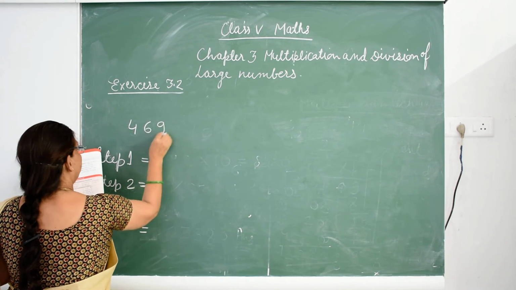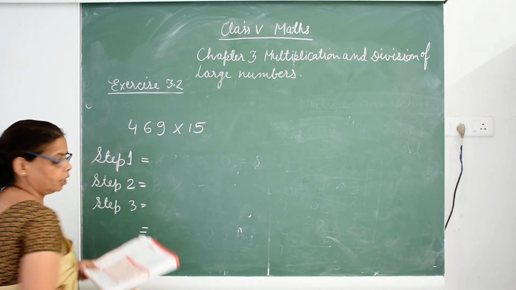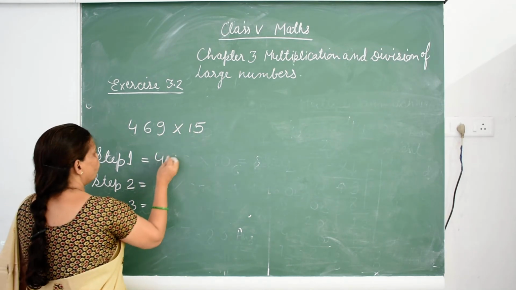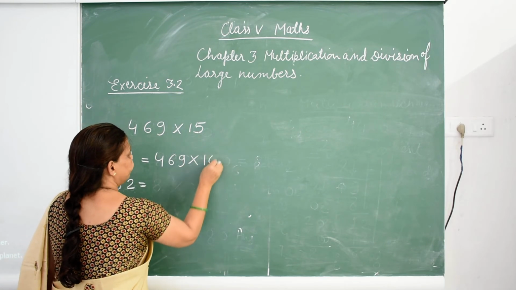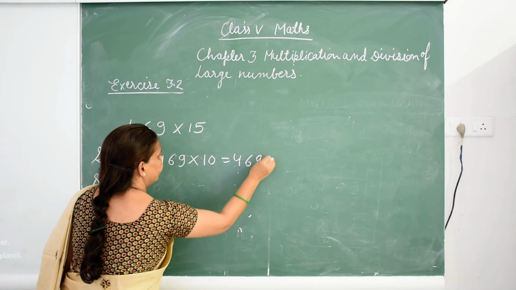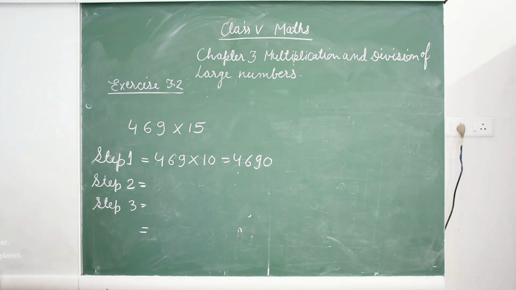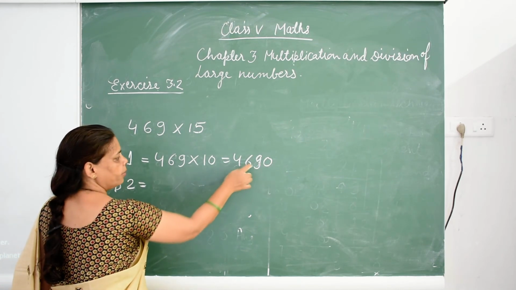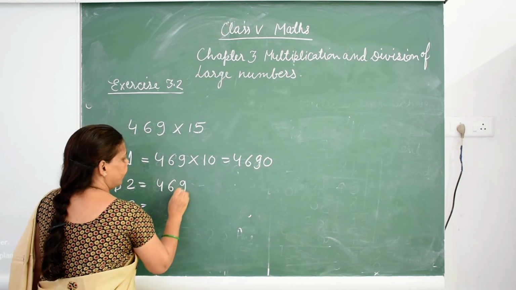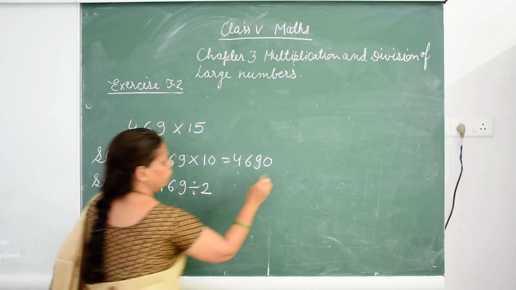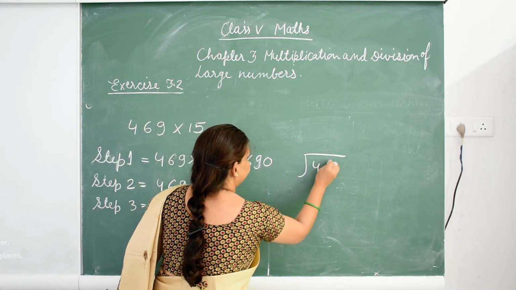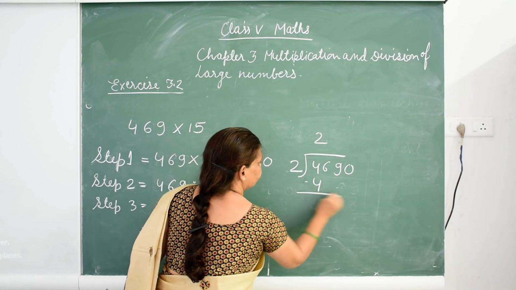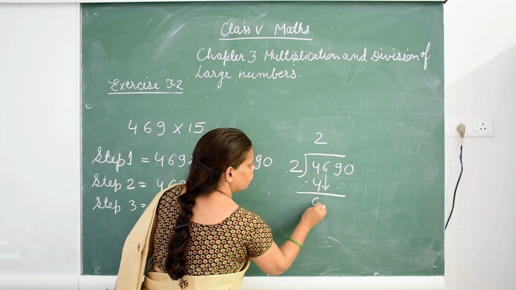469 multiply by 15. Again what we will do? First step is multiply by 10. 469 multiply by 10, that is 4 6 9 and 0. Understand? Now what we will do? In the second step we divide this number by 2. 469 divided by 2. See, we divide here. 2 twos are 4. Now 6. 4 minus 4, 0.